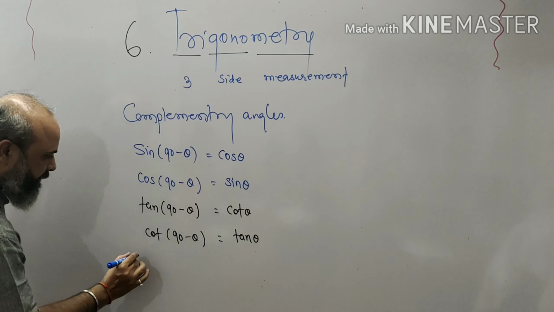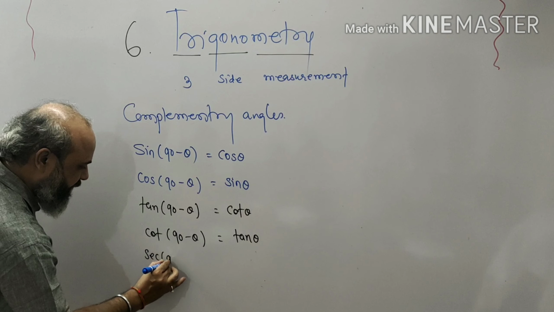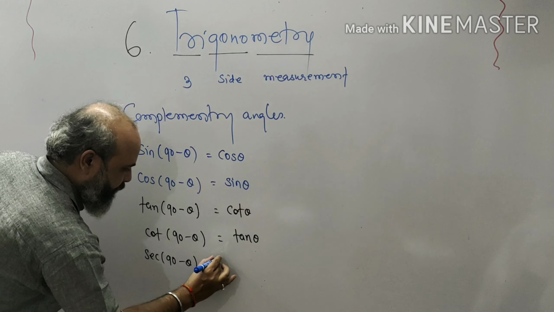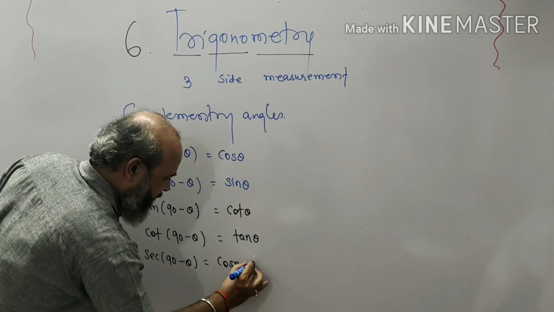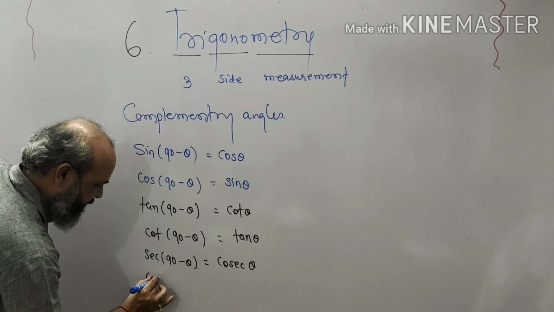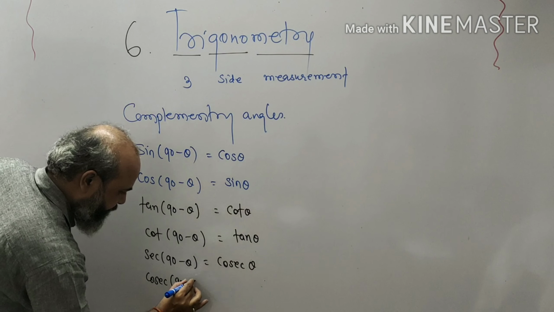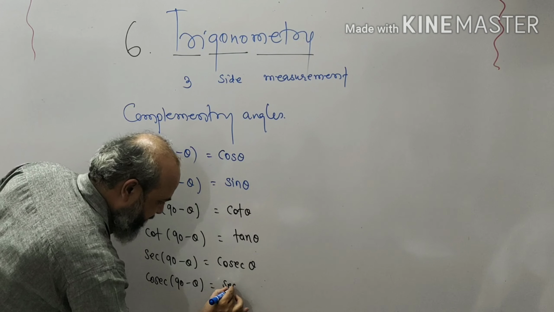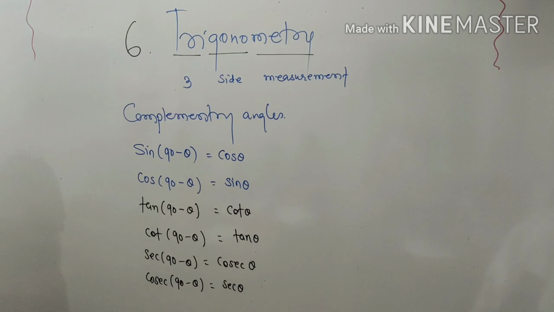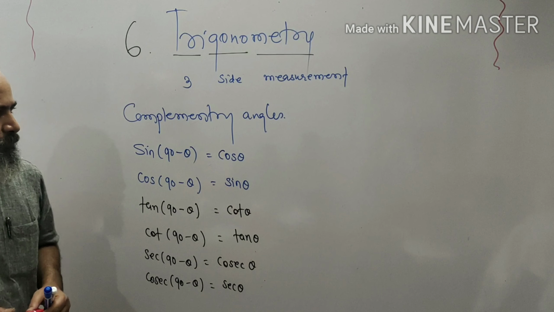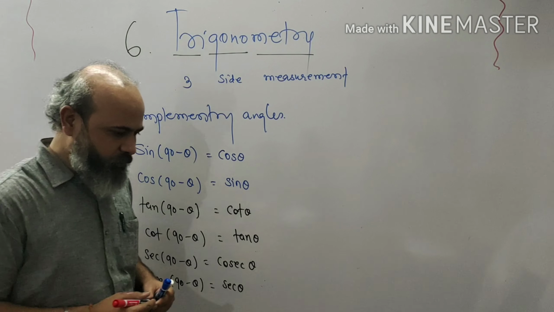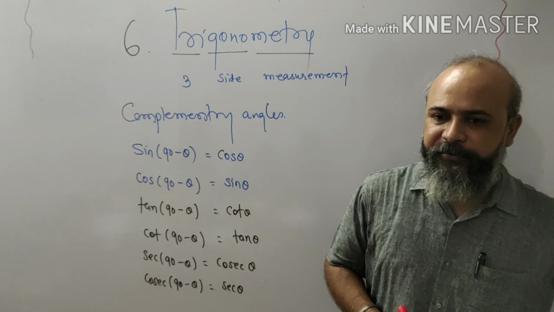Similarly, sec 90 minus theta is equal to cosec theta, and cosec 90 minus theta is sec theta. It means the complementary of sec is cosec, and the complementary of cosec is sec. Clear student? And then we know some trigonometric identities.